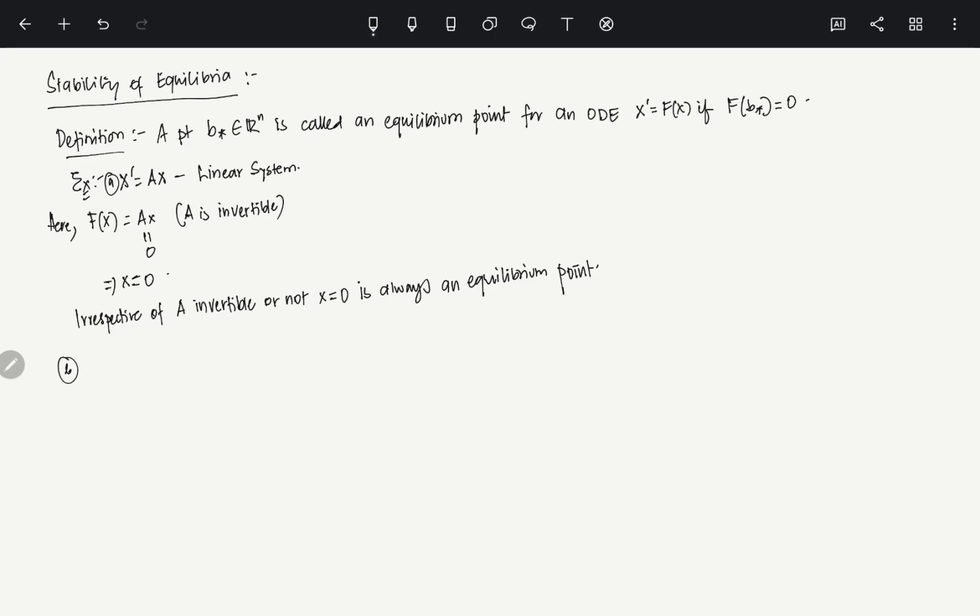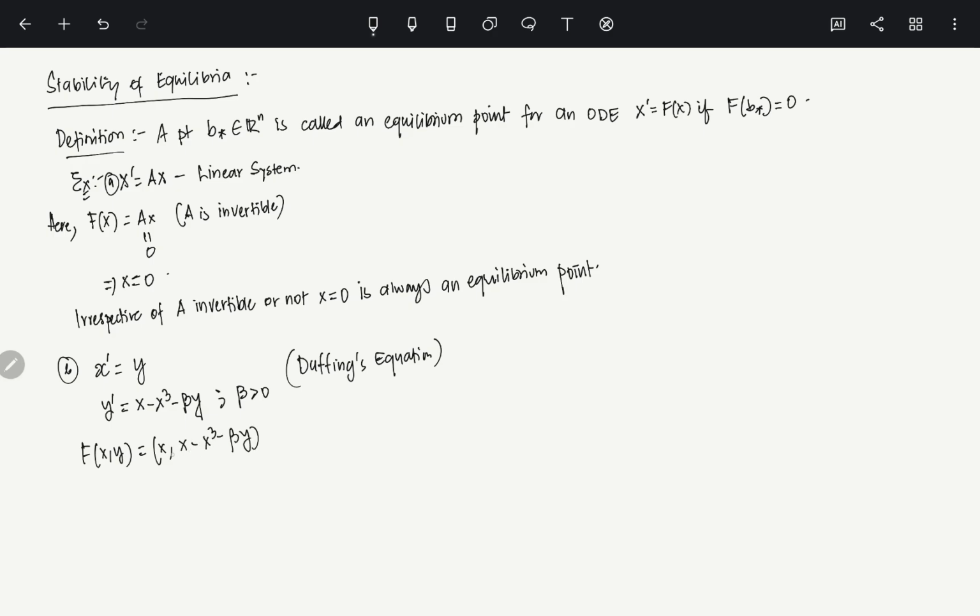Let's look at one example. Let's say x prime equals y and y prime equals x minus x cubed minus beta y. Here we are assuming that beta is positive. This sort of equation is called Duffing's equation. What is f of x, y in this case? It is y and x minus x cubed minus beta y.